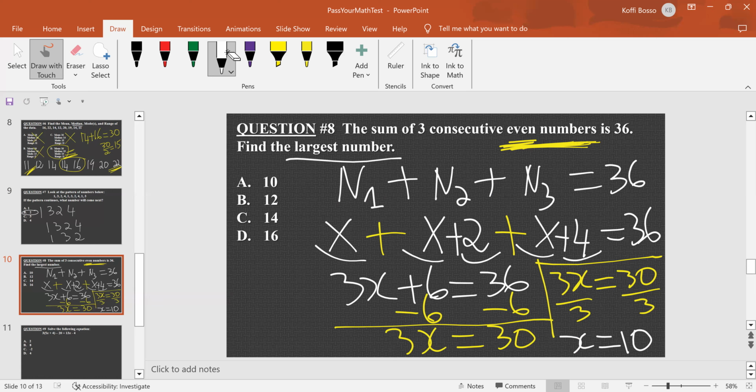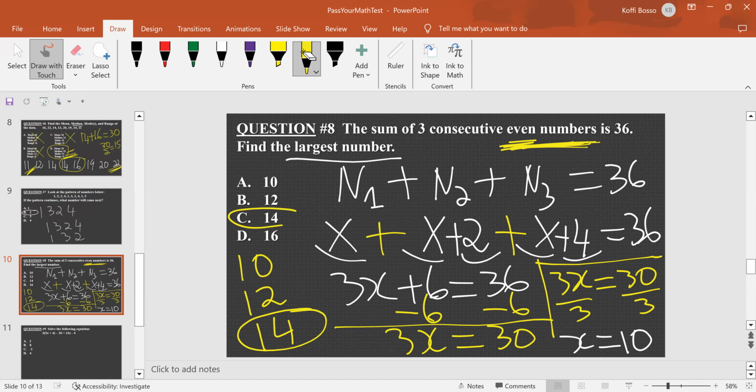Therefore, if my first number is 10, my second number will be 12 because we add the 2 to the previous number to get the second number, and the last number will be 14. Now, let's check. If you add 10 to 12 to 14, do we get 36? Yes, that confirms we get 36. So the correct choice here is 14, which is C.